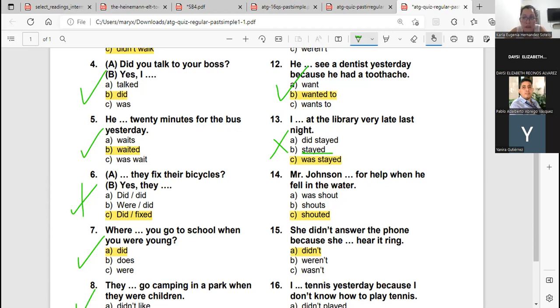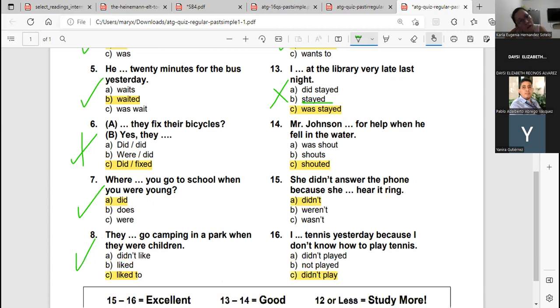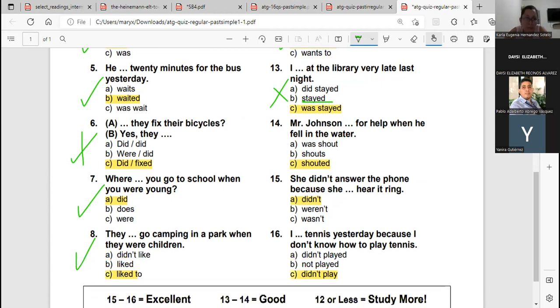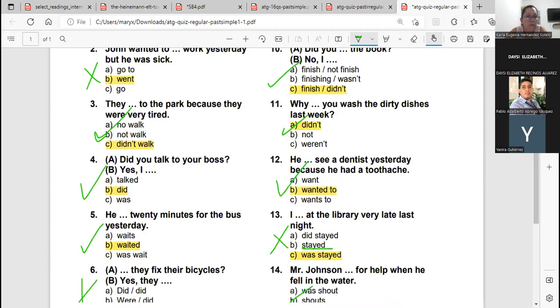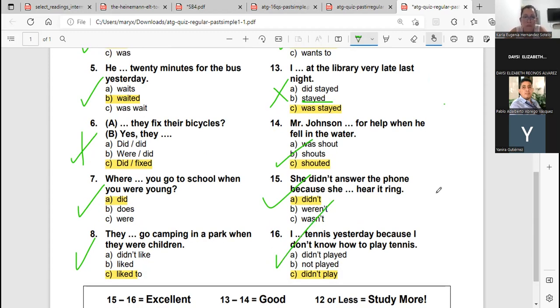So, remember, when we have the sentences, subject, verb, complement, right? Simple. Mr. Johnson shouted for help when he fell in the water. Yes, very good. Shouted. She didn't answer the phone because she didn't hear it ring. Very good. I didn't play tennis because I don't know how to play tennis. Very good. These are the ones that are correct. Let's check the whole answers. I'm gonna show you right now the whole answers.